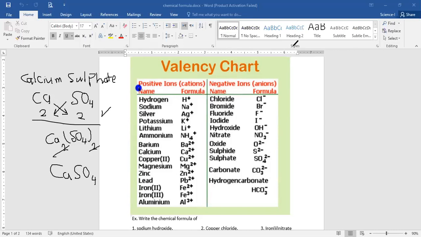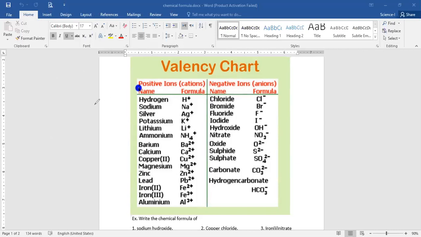So let's practice, and that will clarify the idea. Yes, of course, Fadi. Does every name have its own formula? Each element has its own symbol, and once we write the symbols together, we make a formula.